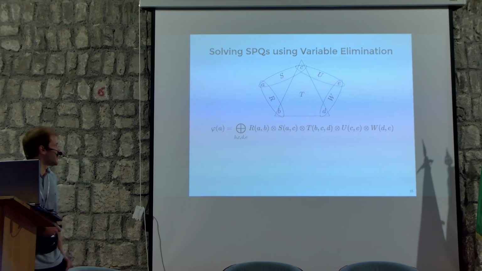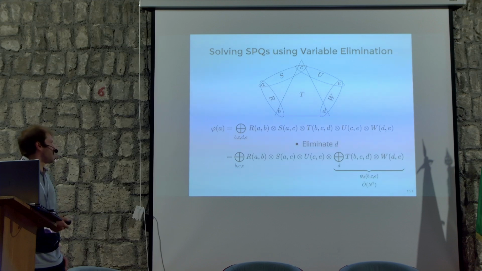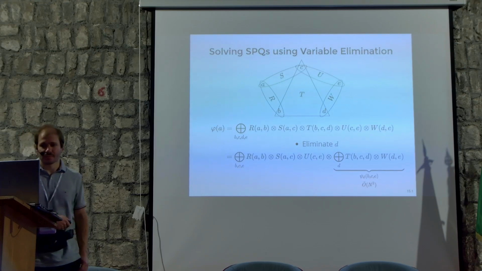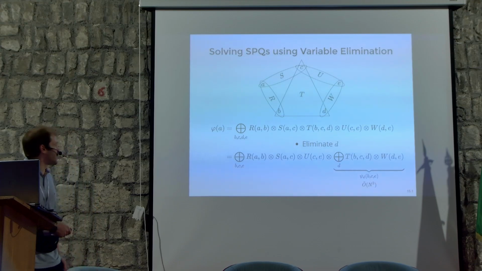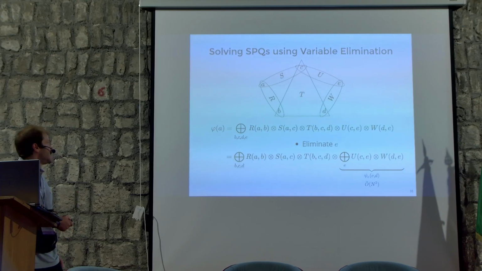Now, in order to solve this SPQ, we can use variable elimination, and then we have many choices to eliminate variables. For example, we can start by trying to eliminate the variable d, but this will force us basically to take a product or a join of those two relations, w and t, the relations that contain d, in order to compute this expression. But in the worst case, this join actually will cost us quadratic time. Alternatively, we can try eliminating another variable. If we eliminate e instead, then we only need to join those two relations. But still, in the worst case, this join is also of quadratic size.